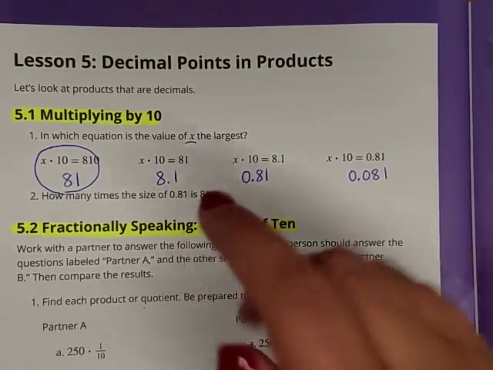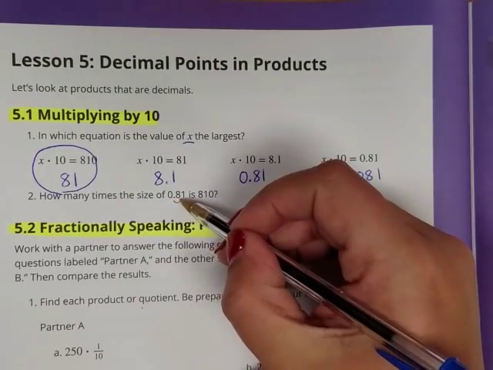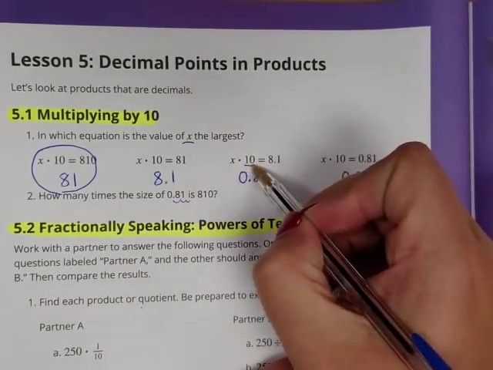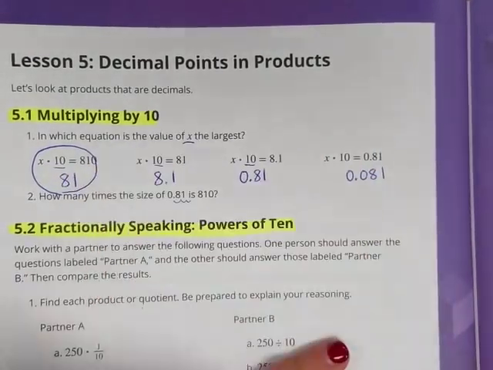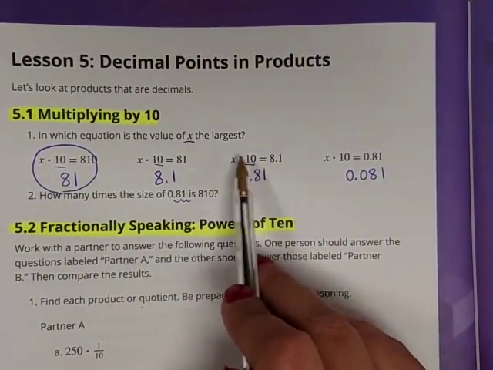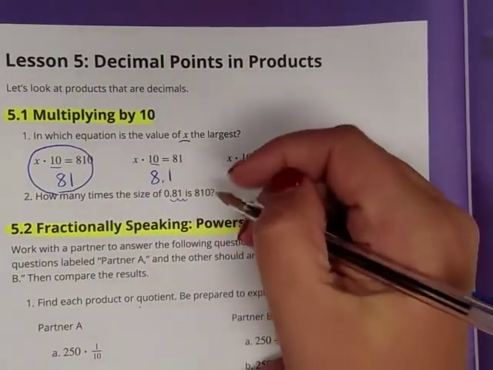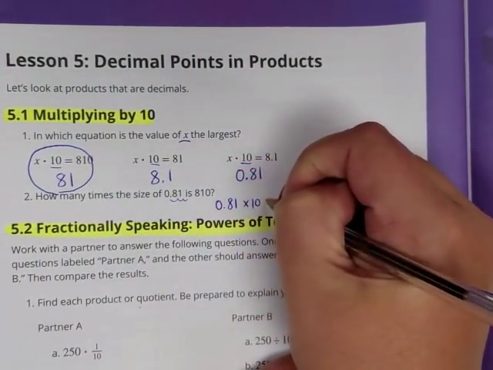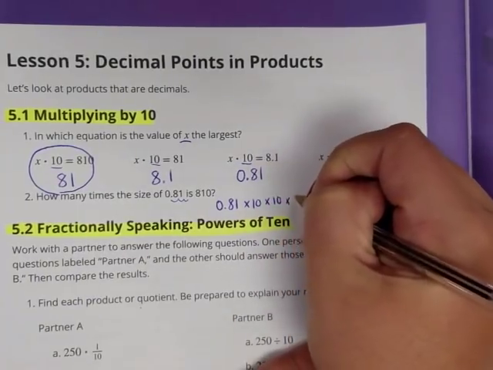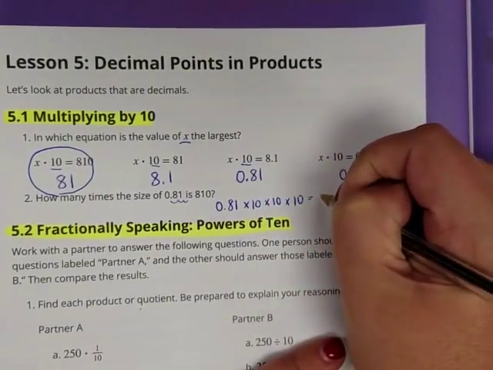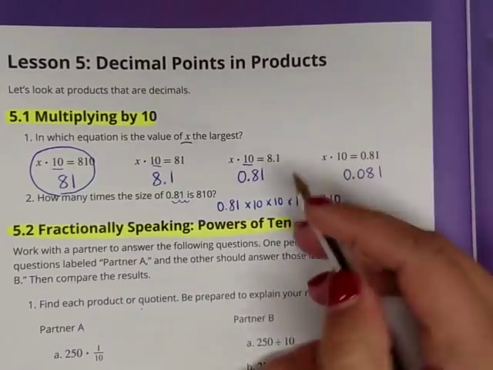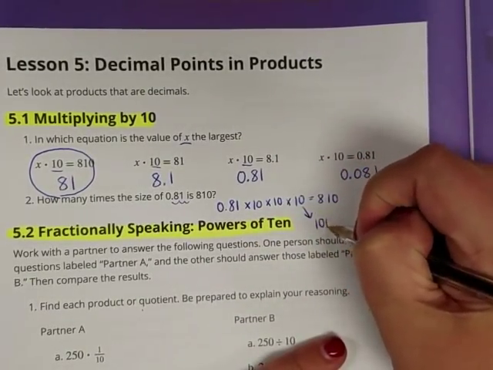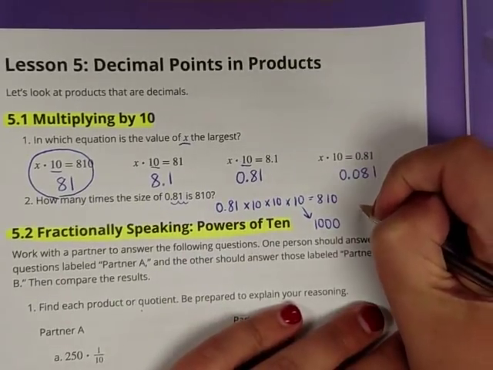How many times the size of 0.81 is 810? So it is 1, 2, 3 times as big. And look, 1, 2, 3 times as big. So there is times 10 times 10 times 10. 0.81 times 10 times 10 times 10 gives me 810. 10 times 10 times 10 is 1,000. So it's 1,000 times larger.